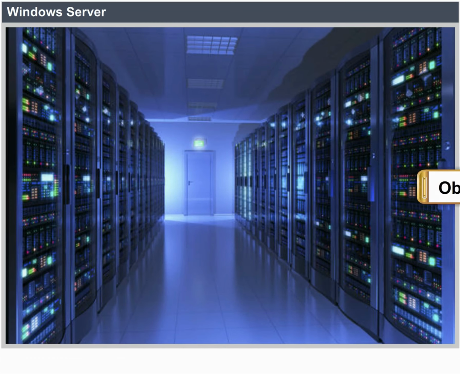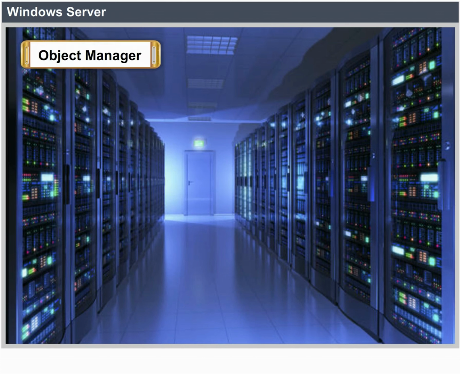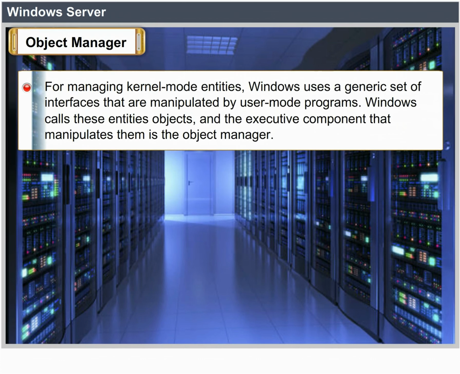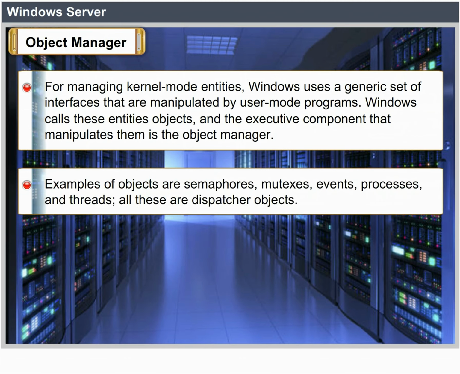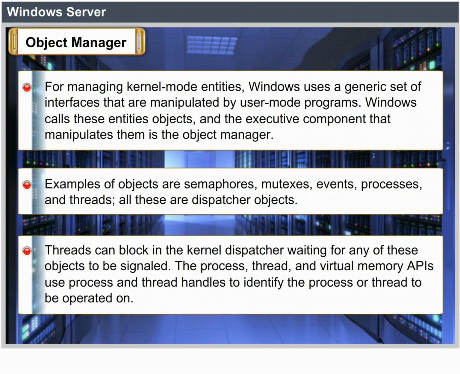For managing kernel mode entities, Windows uses a generic set of interfaces that are manipulated by user mode programs. Windows calls these entities objects, and the executive component that manipulates them is the Object Manager. Examples of objects are semaphores, mutexes, events, processes, and threads. All these are dispatcher objects. Threads can block in the kernel dispatcher waiting for any of these objects to be signaled. The process, thread, and virtual memory APIs use process and thread handles to identify the process or thread to be operated on.